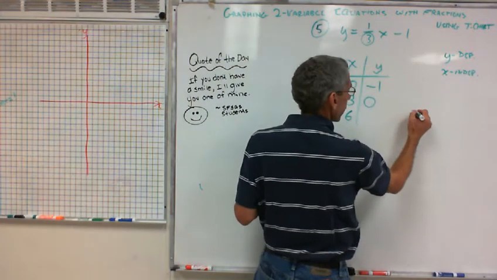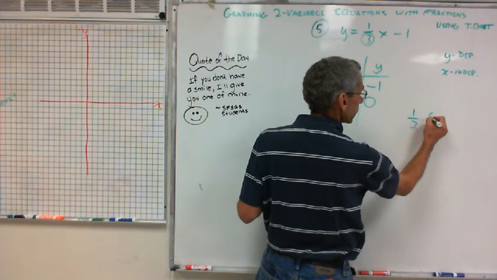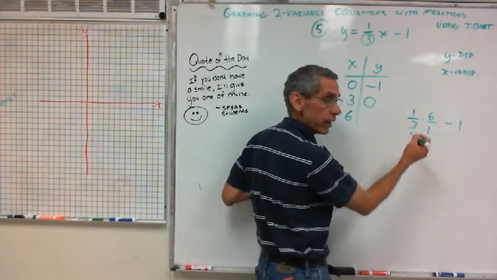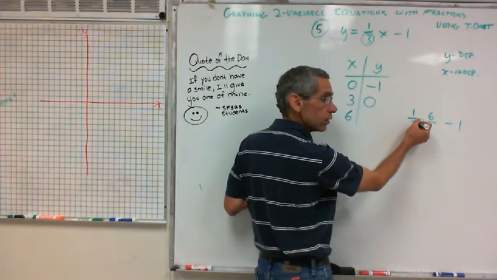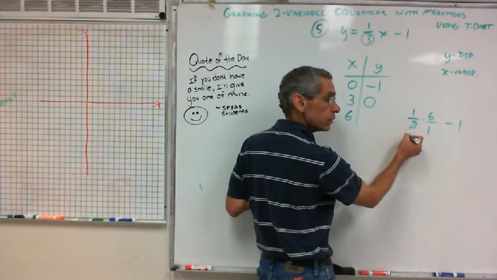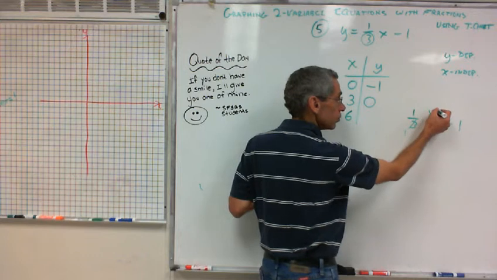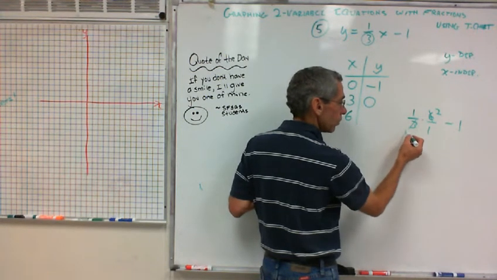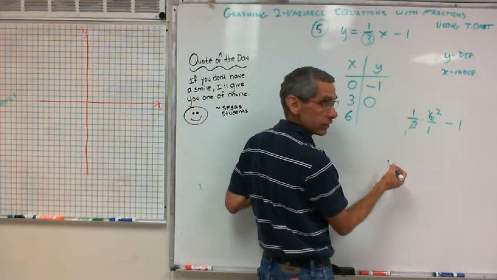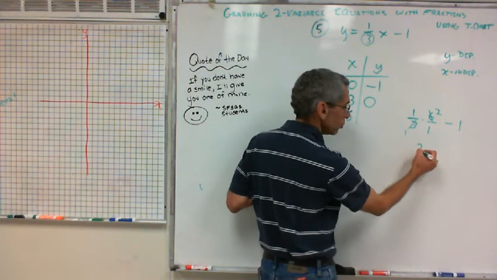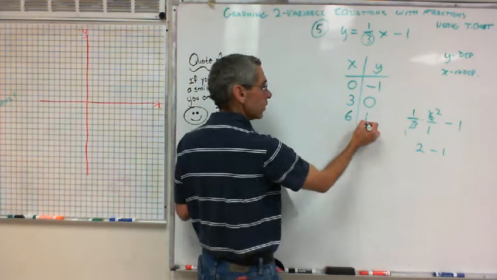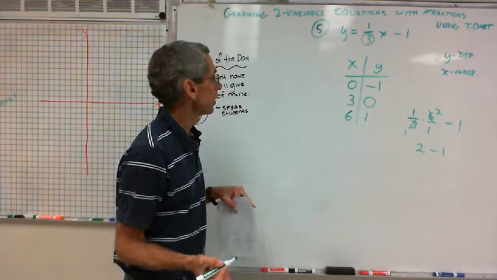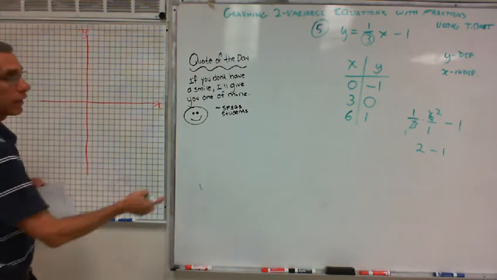Now, let's do that. We have 1/3 times 6 over 1, and then minus 1. So I'm going to do my upstairs, downstairs reducing. 3 goes into 3 once. 3 goes into 6 twice. So that's 1 times 2, it's 2 over 1 times 1. 2 over 1 is the same as 2, right? So 2 minus 1 is 1. Really easy, easy peasy.